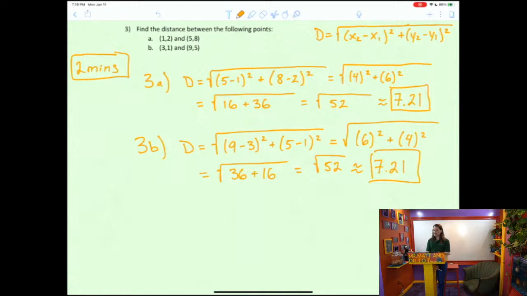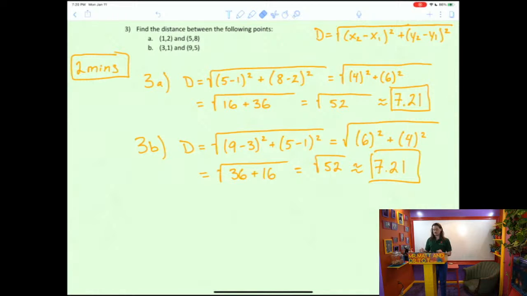3b actually ends up being the same distance because the x-coordinates have a difference of 6. 9 minus 3 is 6. 6 squared is 36. The y-coordinates have a difference of 4. 5 minus 1 is 4. 4 squared is 16. Again, 36 plus 16 is 52, and the square root of 52 is about 7.21. So if you got the same answer, that was intended to be a little tricky, just to show you that it is possible for them to be the same distance. It's usually not. They're usually going to be different values on the exam.